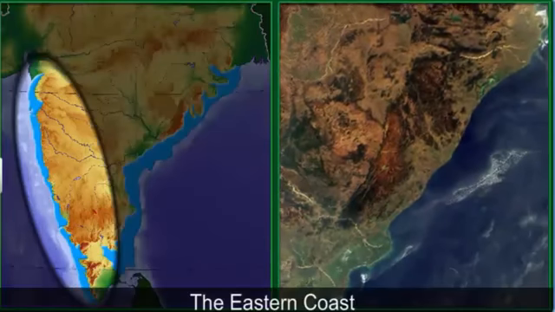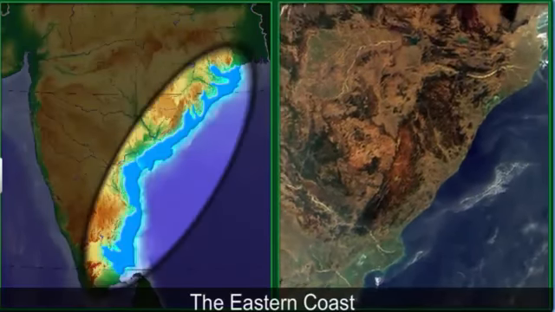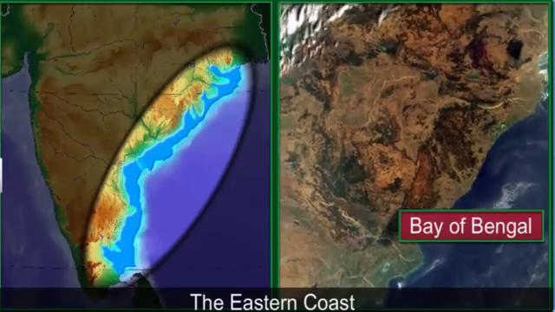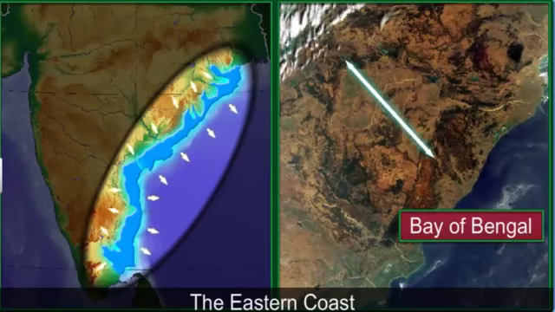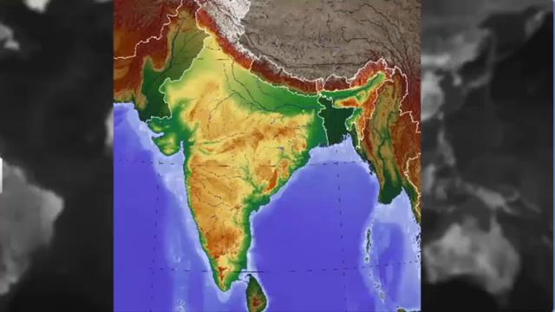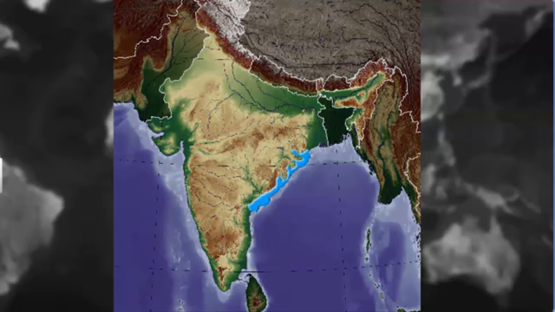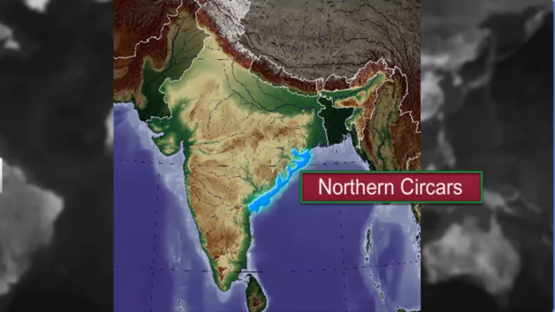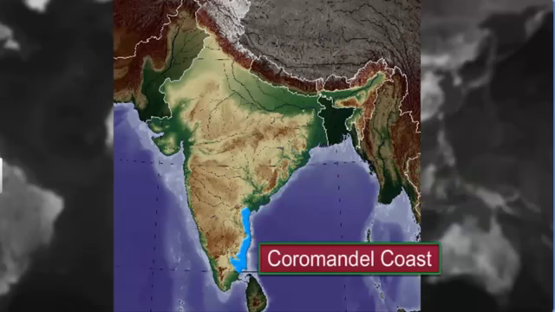Unlike the western coast, the eastern coast, which runs along the Bay of Bengal, displays wide and level stretches. Like the western coast, the eastern coast also has different local names. For example, in the northern parts, people refer to this coastal area as the Northern Circars. On the other hand, people in the south call it the Coromandel Coast.